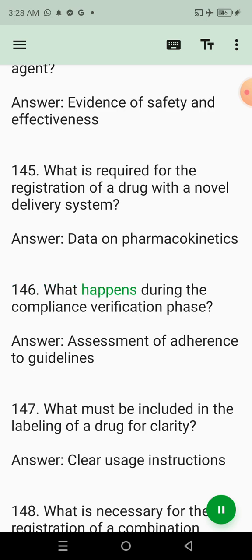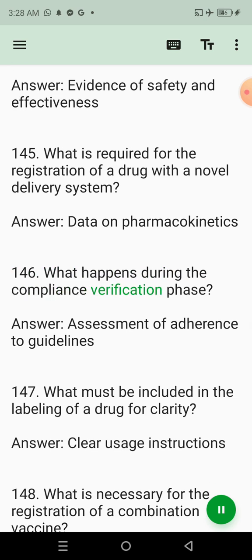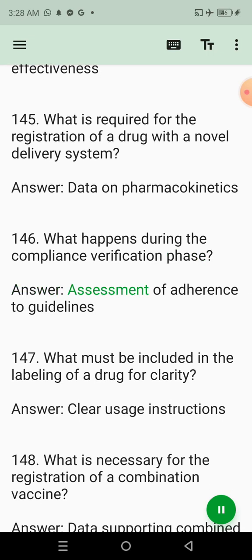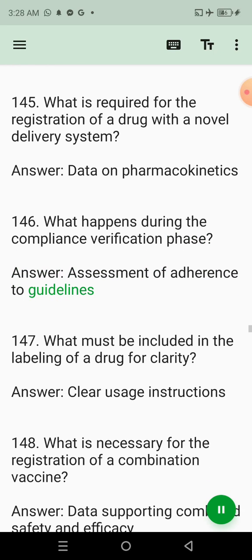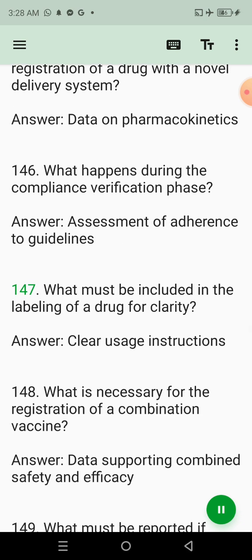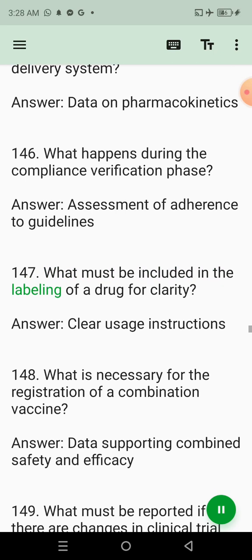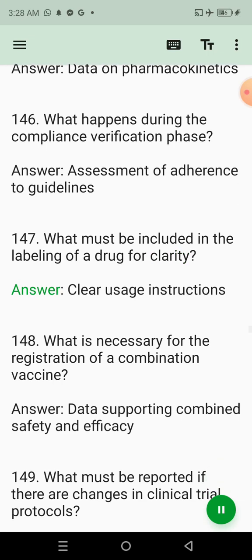146. What happens during the compliance verification phase? Answer: assessment of adherence to guidelines. 147. What must be included in the labeling of a drug for clarity? Answer: clear usage instructions.